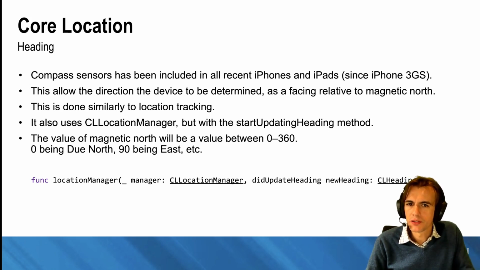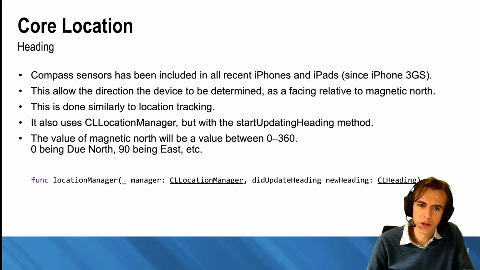So let's talk about compass sensors. Compass sensors are in all recent iPhones and iPads. This allows the direction of the device to be determined and gives you a facing relative to magnetic north. The process is super similar to location tracking. You also use CLLocationManager, but there's a different method you use, start updating heading. You get back a value between 0 and 360, an angle. 0 is due north, 90 is east, etc. The delegate method that will be called as a result of start updating heading is location manager did update heading, and you get a CLHeading object.